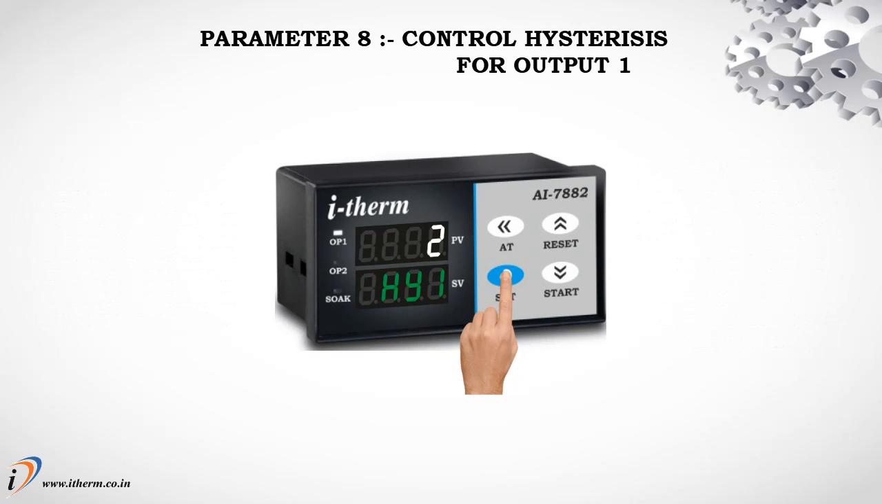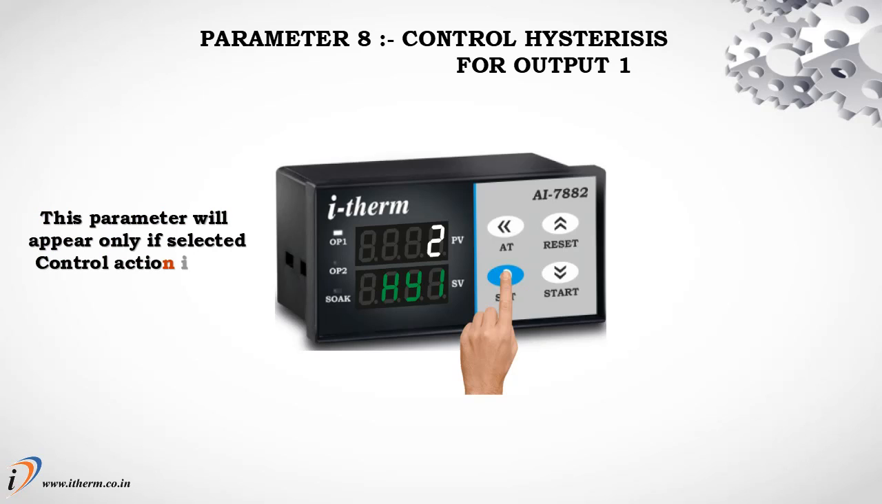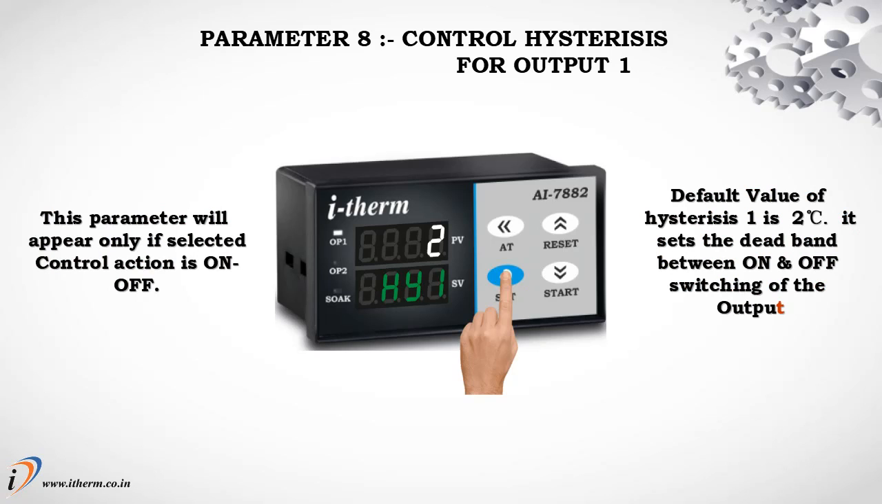Parameter 8, Control Hysteresis for output 1. This parameter will appear only if the selected control action is on-off. The default value of hysteresis is 2 degrees centigrade. It sets the dead band between on and off switching of the output.